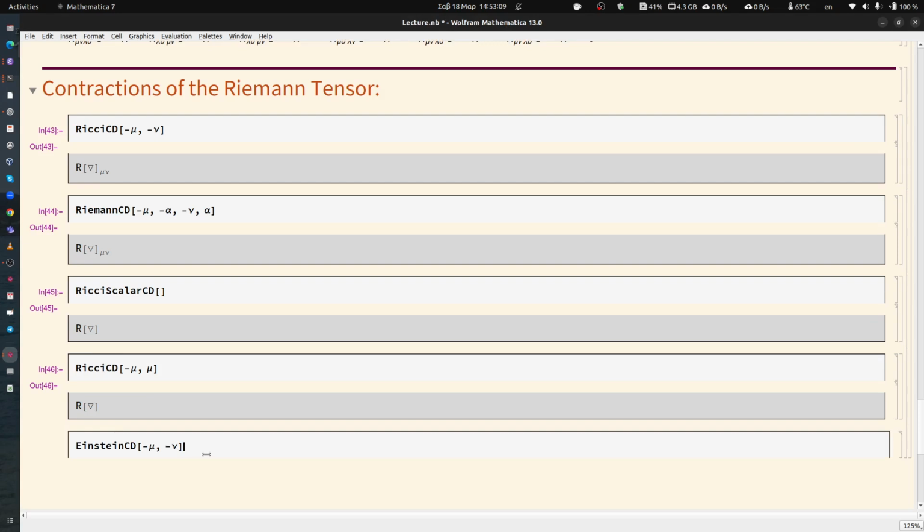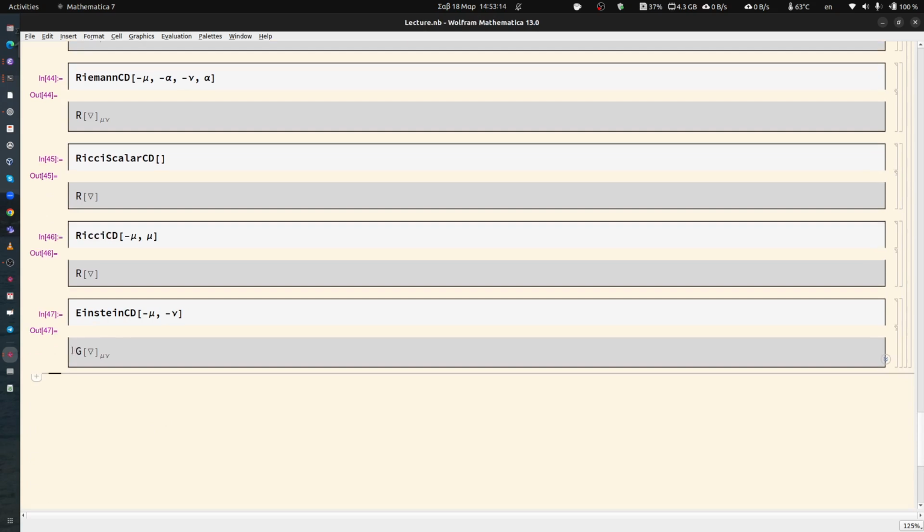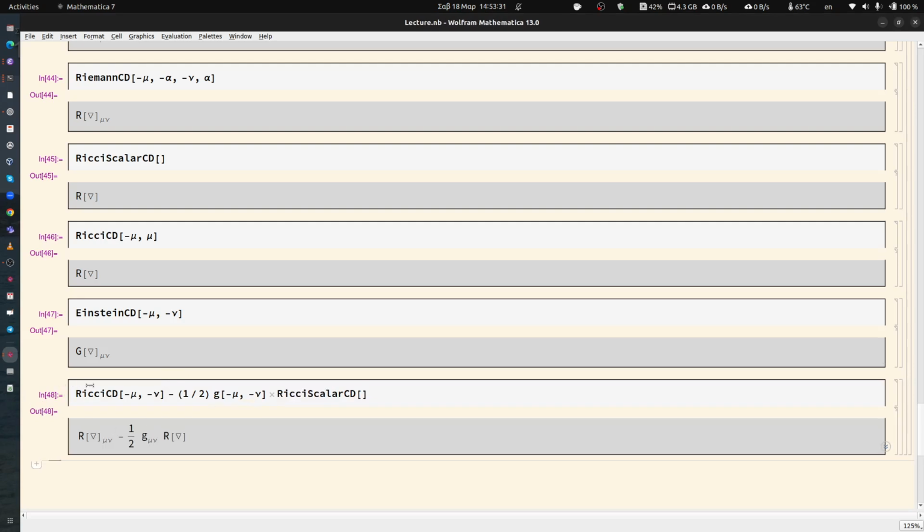Now, the Einstein tensor has an output form given by the letter G here. Now this is the covariant derivative it corresponds to. Now you know that the Einstein tensor is given by this expression here. Now there are functions that convert between Einstein tensor and the Ricci tensor, which are called RicciToEinstein and EinsteinToRicci.